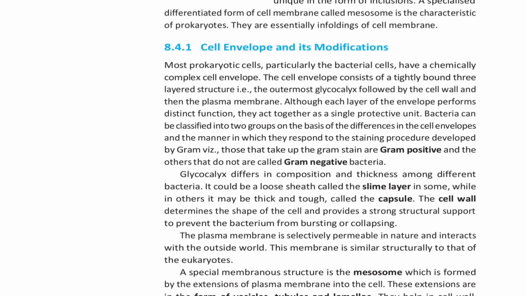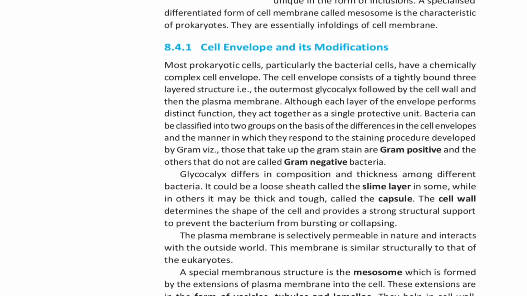8.4.1 Cell envelope and its modifications. Most prokaryotic cells, particularly the bacterial cells, have a chemically complex cell envelope. The cell envelope consists of a tightly bound three-layered structure, that is, the outermost glycocalyx followed by the cell wall and then the plasma membrane. Although each layer of the envelope performs a distinct function, they act together as a single protective unit.